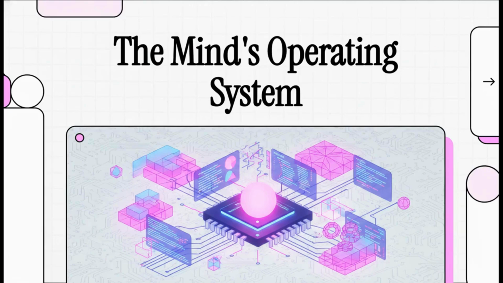Welcome to The Explainer. Today, we're looking at one of the most absolutely fascinating frameworks in psychology. We are going to explore the overarching cognitive perspective of the human mind, but we're going to look at it through a very specific lens.